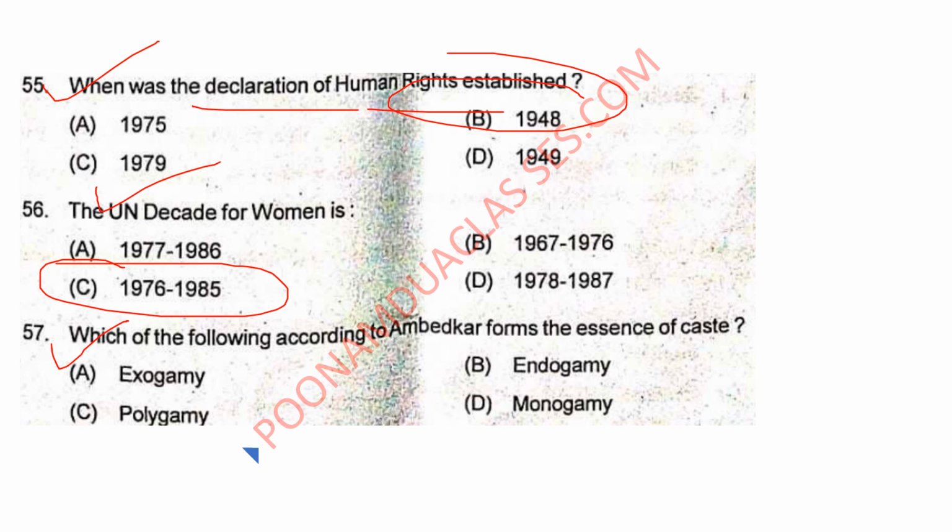Question 57. Which of the following, according to B.R. Ambedkar, forms the essence of caste? Ambedkar has evaluated that endogamy, which means the absence of intermarriage, is the only one that can be called the essence of caste and the only characteristic that is peculiar to caste. No civilized society of today presents more survivals of primitive times than does the Indian society, like the custom of exogamy. So option B here is the right answer.